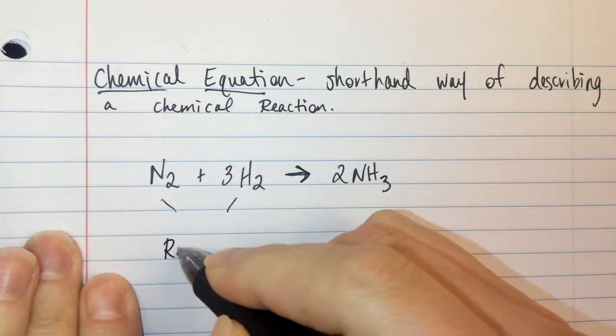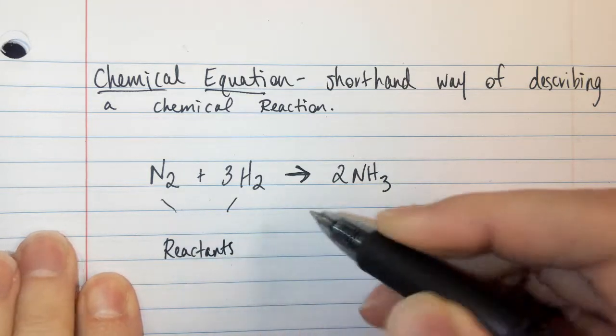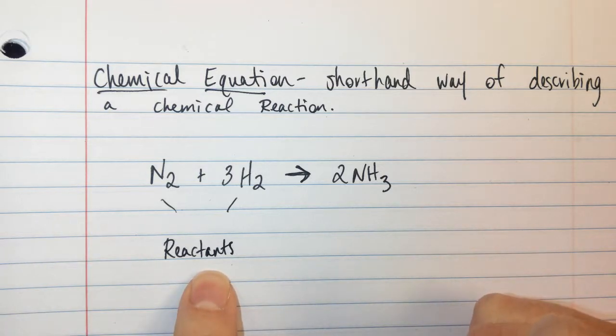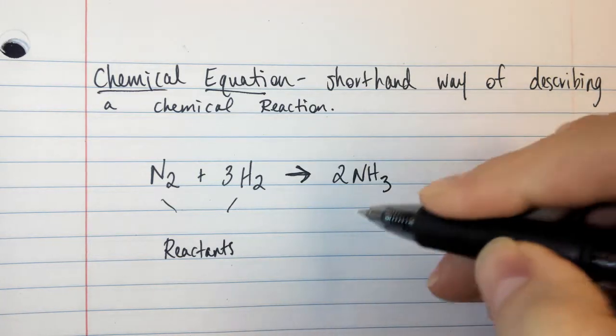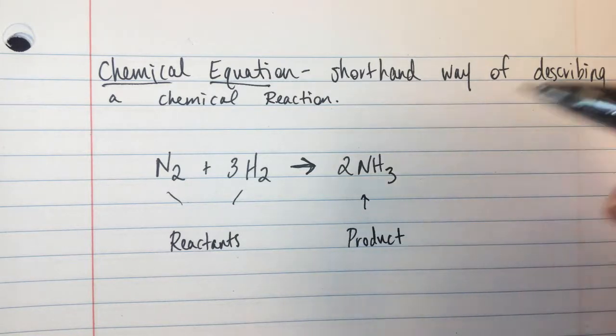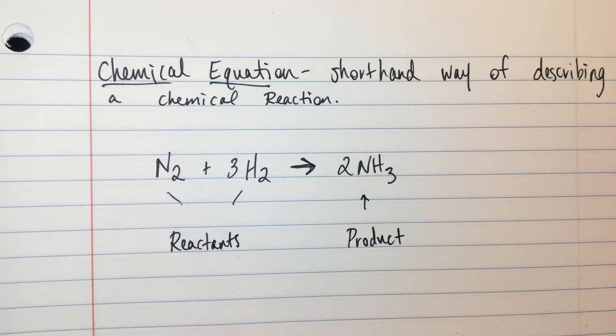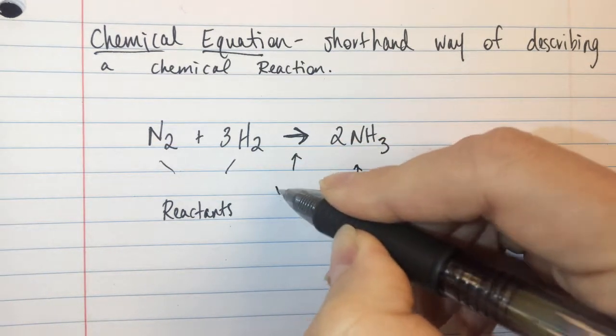Okay, so the left side, these two things, they're called the reactants. They go through the reaction, and they make us a new product. So the right side is called the product. Did you hear what word I used for that arrow? Yield. This is called a yield sign.